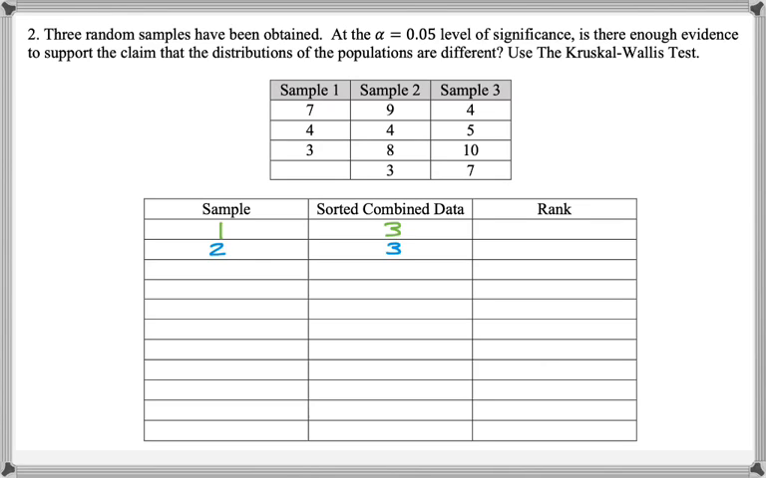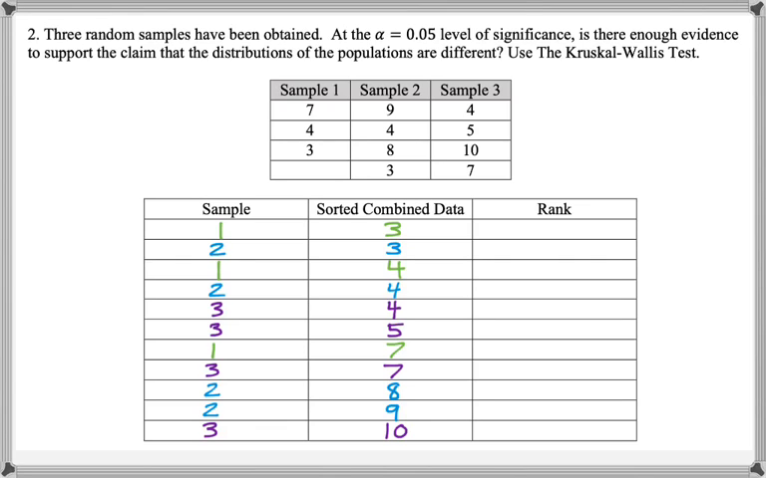So the lowest value is 3, and that's found in samples 1 and 2. Next is 4, which is found in all 3 samples. Next is 5 from sample 3. Then 7 from samples 1 and 3. Then 8 from sample 2. 9 from sample 2. And 10 from sample 3.